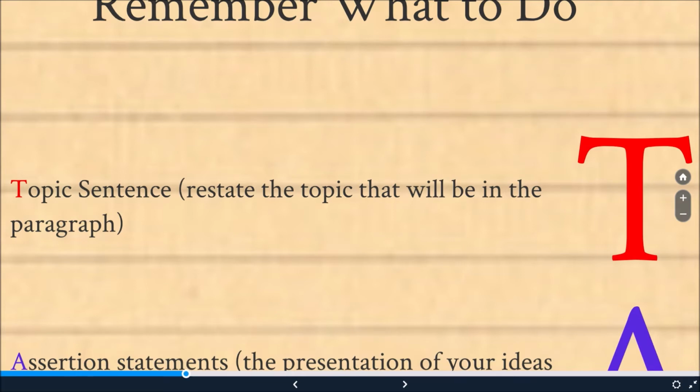In your introductory paragraph, which is not this paragraph, the introductory paragraph, where you had your thesis statement, that statement has 3 assertions in it.